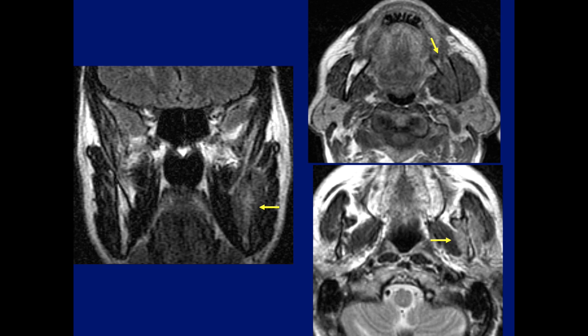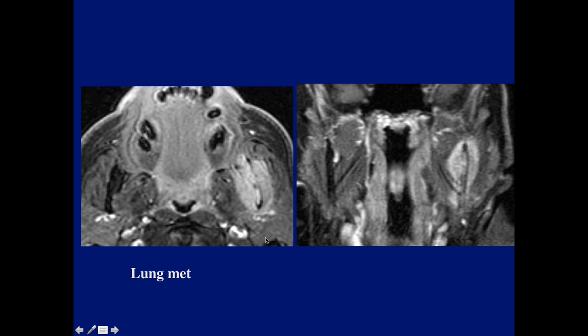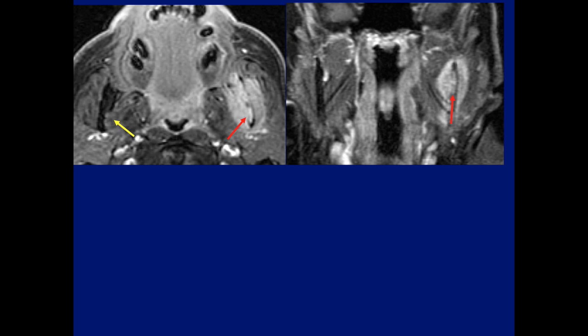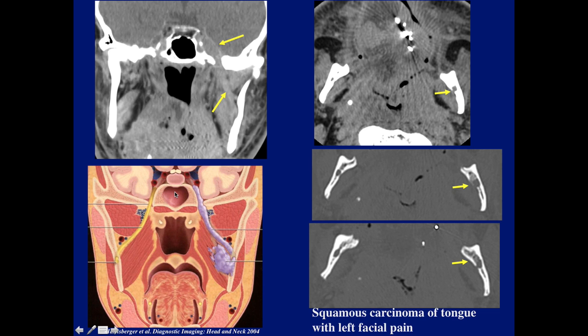Again, on the coronal, loss of fat of the mandible, and obvious on the contrast, a large mass medial to the mandible, invasion of the mandible here, of the mandibular canal, and this large enhancing mass. This was a metastatic lesion from the lung. Again, notice the normal region of the mandibular foramen. And again, even on CT, we can identify the abnormalities.